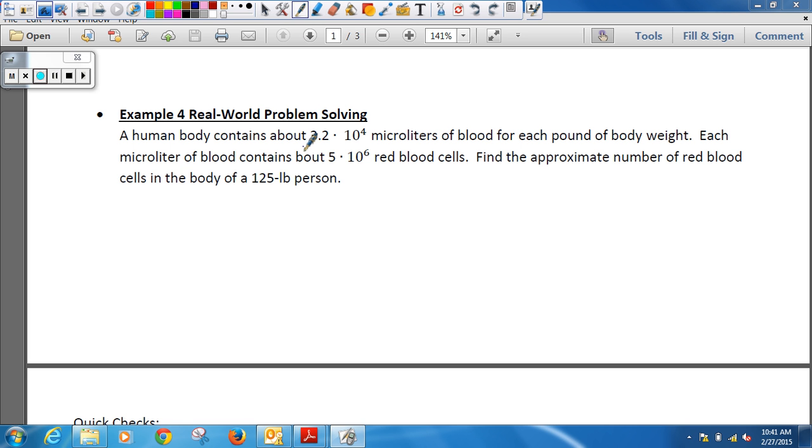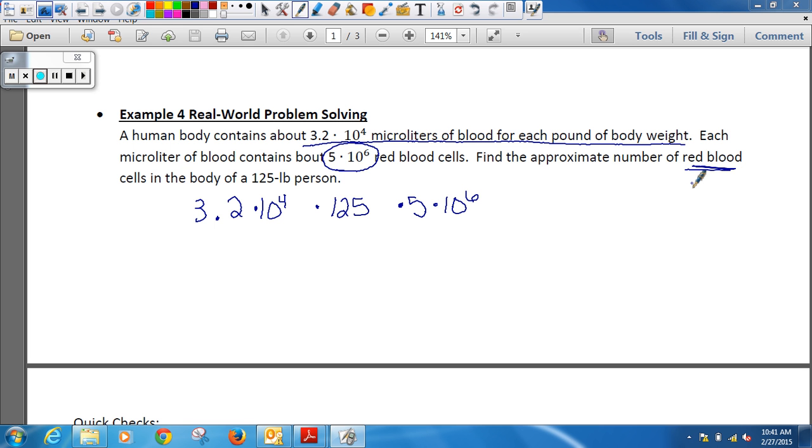So this is how many microliters of blood for each pound of body weight. Well, if I'm 125 pounds, to figure out how many microliters of blood I'm going to have, I would take 3.2 times 10 to the 4th times 125. And that's going to give me my microliters of blood. But then every microliter of blood contains 5 times 10 to the 6th red blood cells. So then I'm going to take that times 5 times 10 to the 6th to figure out the approximate number of red blood cells in a 125-pound person.